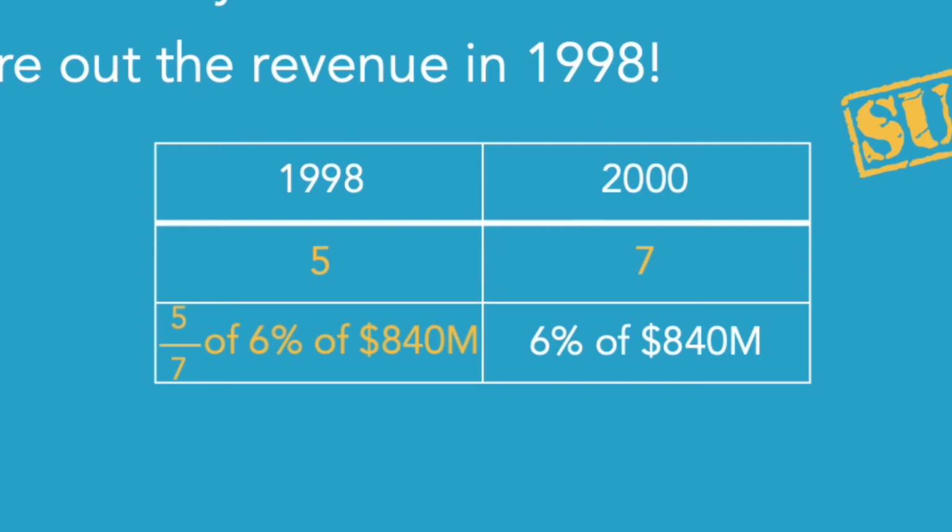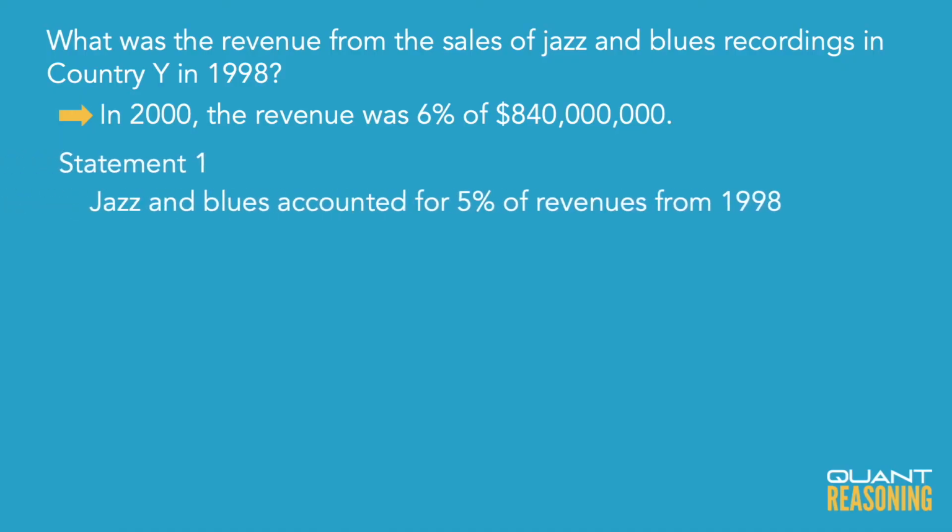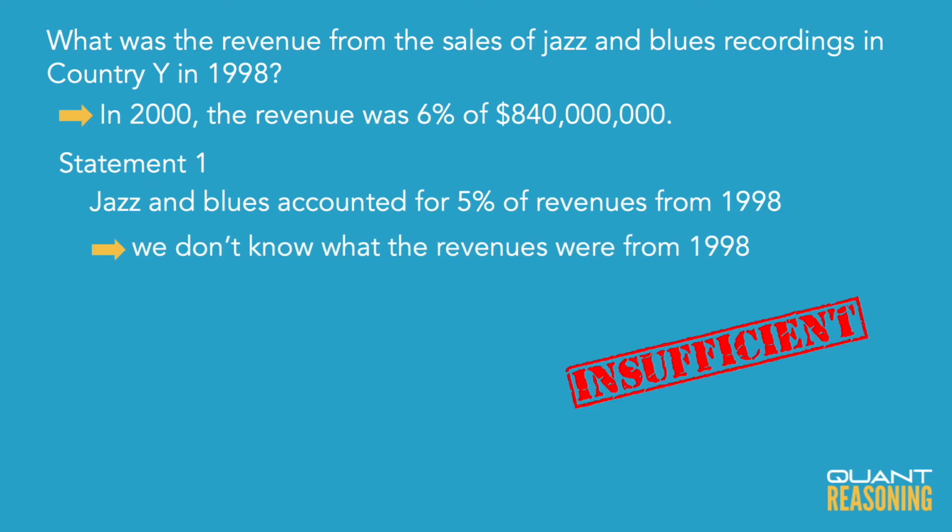Statement 1 on its own, on the other hand, is not sufficient because it just tells me what percent of some unknown number the revenues were in 1998. There's no way for me to find, just from statement 1 on its own, what the total revenues were in 1998. So telling me that the answer is 5% of that unknown number is kind of meaningless. So I'm going to go here with answer choice B because statement 2 is sufficient on its own, but statement 1 isn't.